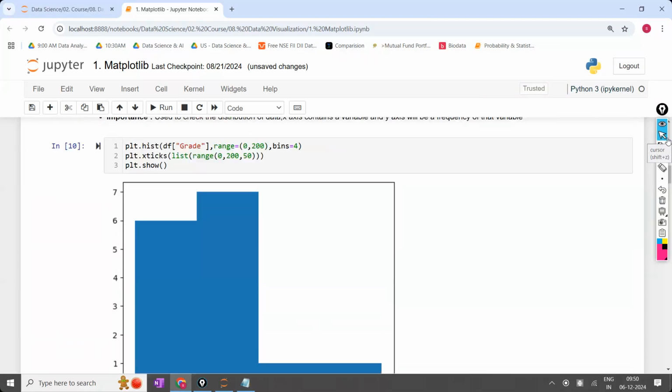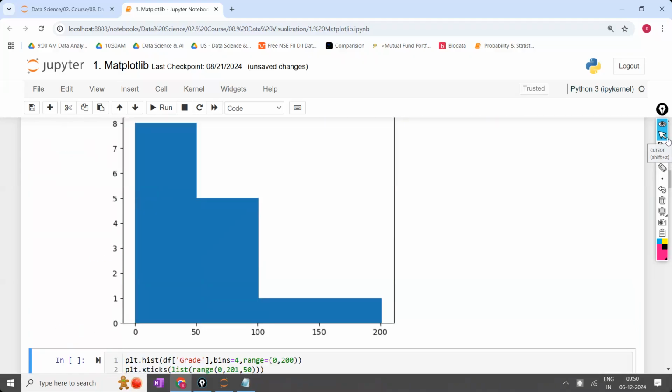Sir, 200 is not visible now, sir. Then write 201 here. You take 201, then 200 also will be visible, because 200 is not included. The last number is not included in the range function. Is the point clear?